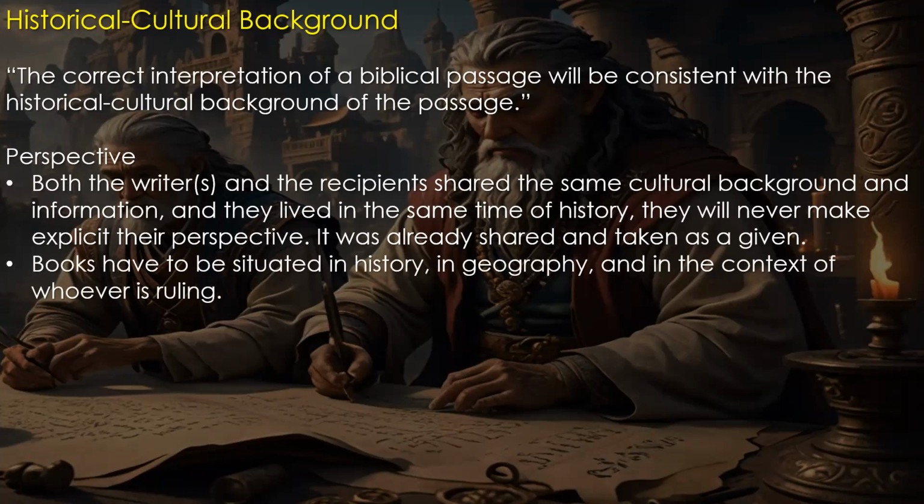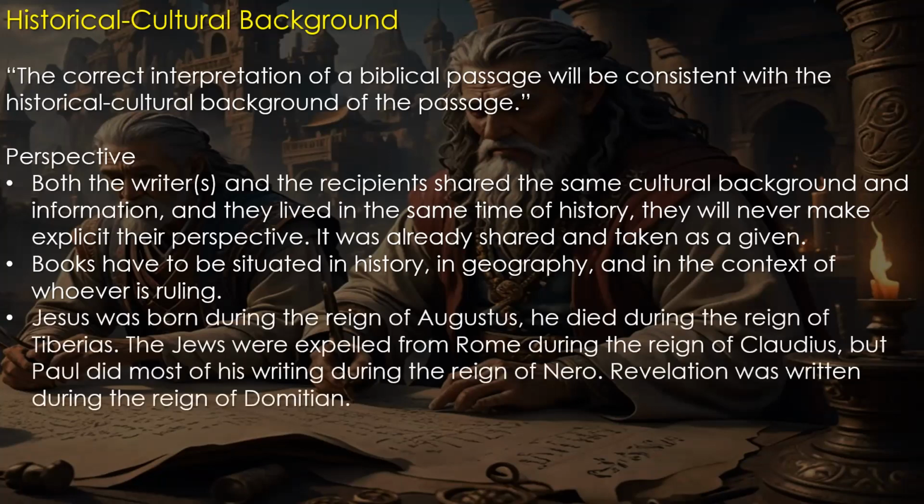Books have to be situated in history, in geography, and in the context of whoever is ruling. Okay, that's part of the perspective and the background. So we've talked about how the biblical writers could be writing, during, or at least telling stories during the reign of Pharaoh, during the Babylonian period, or the Persian period, or the Greek period, or the Roman period. And each of those are going to have a variety of different kings and a variety of different rulers.